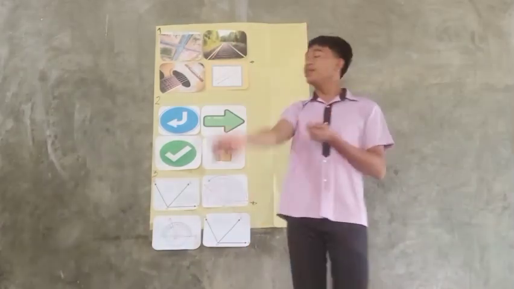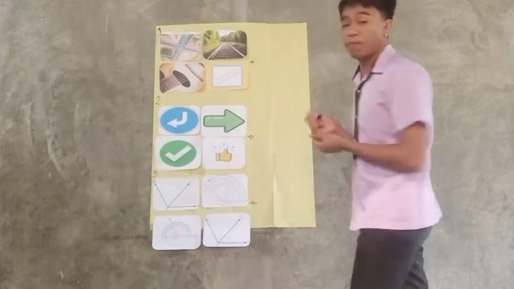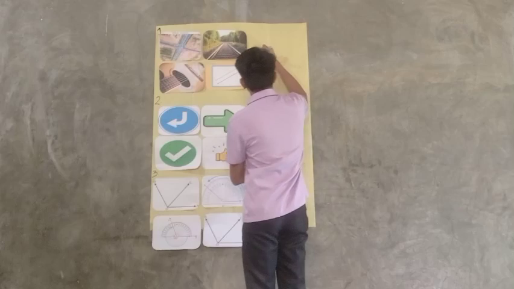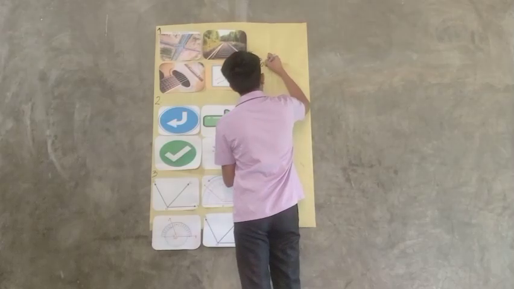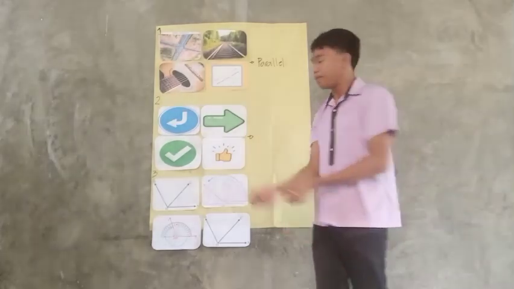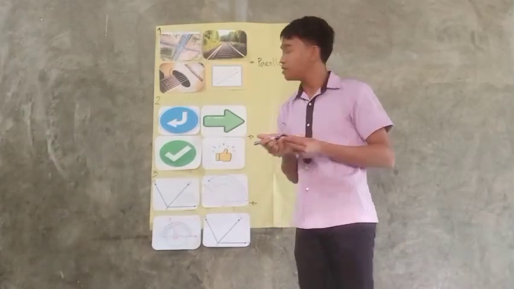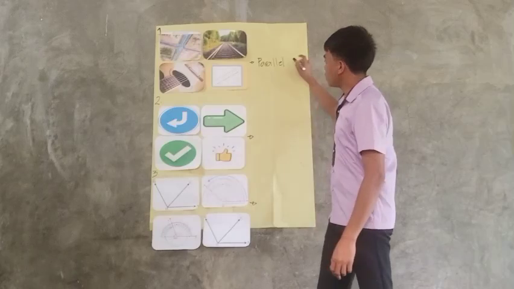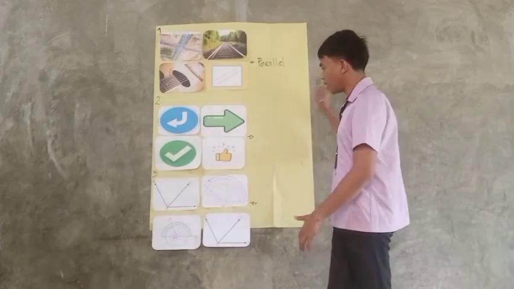Okay, Kyle, that's right. For the first picture, it's called parallel. Parallel. Okay, for the first picture, it's called parallel. So parallel lines is also a word for this one, but the exact word is parallel.